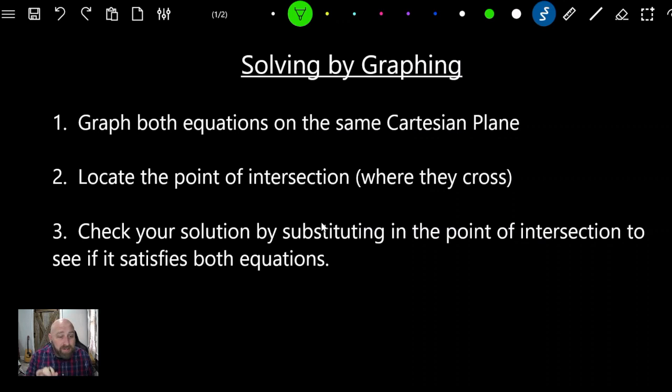The intersection point. Number three, we want to check our solution by substituting in the point of intersection to see if it satisfies both equations. You'll see what I mean by that in just a minute. But what should happen is, if you're correct, your answer should go into both equations and it should work in both equations. Why? Because that point that you picked is contained in both lines, because that's the point where it crosses.